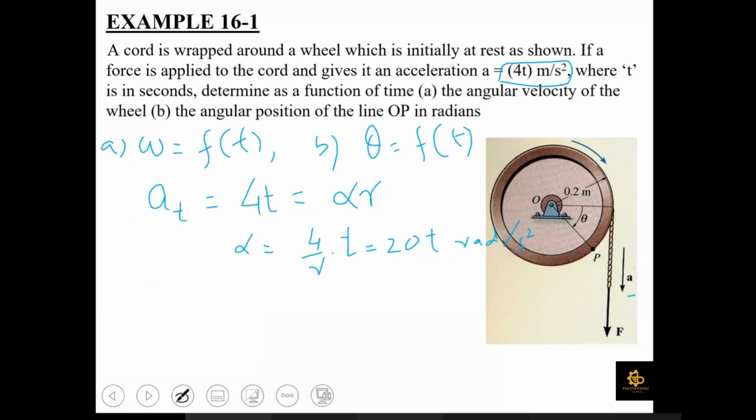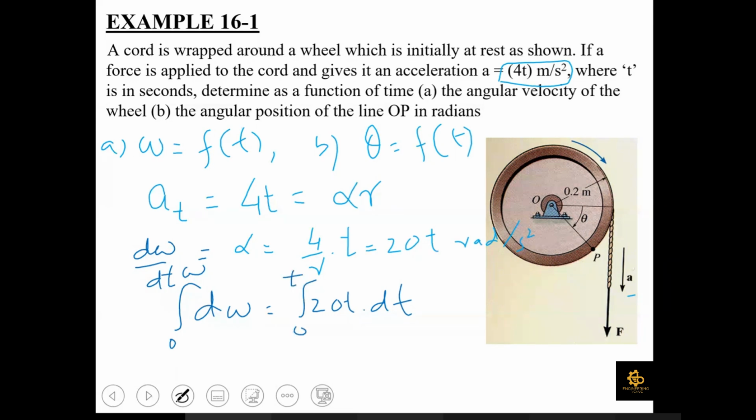So once you have found this alpha, how are you going to find omega? What is alpha? Integration. Alpha is d omega by dt. It means d omega is going to be 20t dt, and then you are going to integrate both sides of this equation from 0 to omega because the wheel was at rest, and from 0 to t. So once you integrate it, omega comes out to be 20t square over 2, or equal to 10t square radians per second. Is this clear to all of you? Yes sir. So omega as a function of time you have determined. Omega is 10t square radians per second.